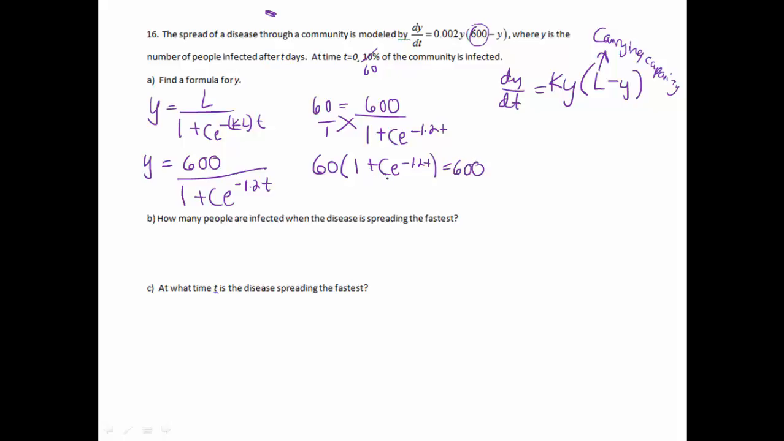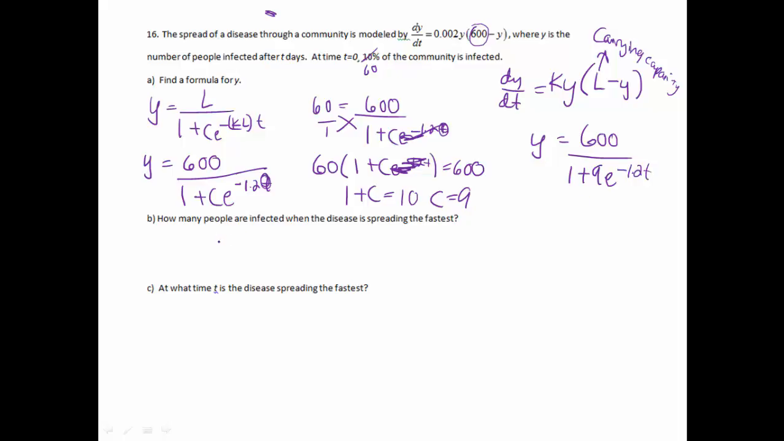If I divide both sides by 60, and this was at time 0, so time 0 times 1.2 is 0, so that pretty much is just going to be 1 plus c. Then if I divide both sides by 60, I will get 10. So I'll have 1 plus c is equal to 10, which means c is equal to 9. So my formula for y would be y equals 600 over 1 plus 9 e to the negative 1.2t.